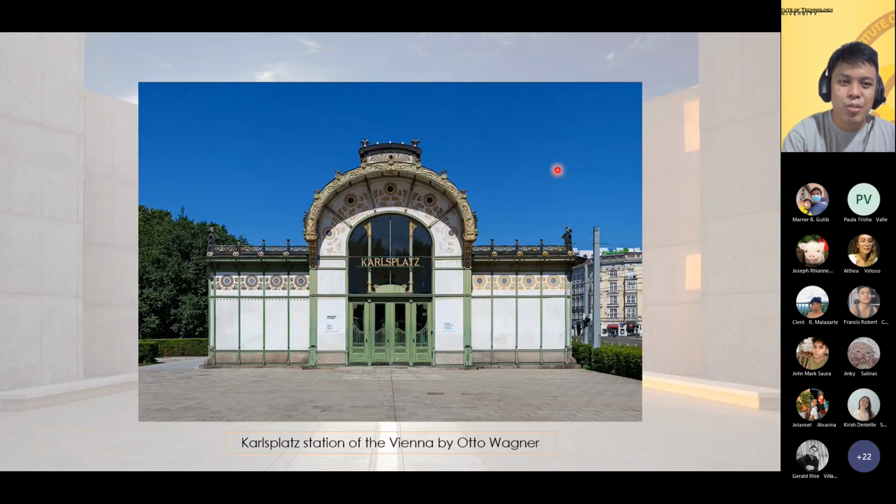And another example for the Secession is this one, the Karlsplatz station of Vienna, also by Otto Wagner.